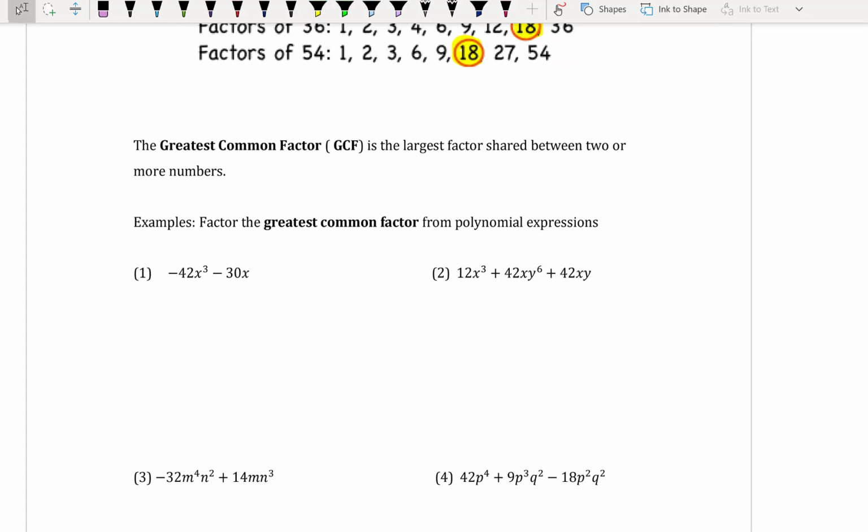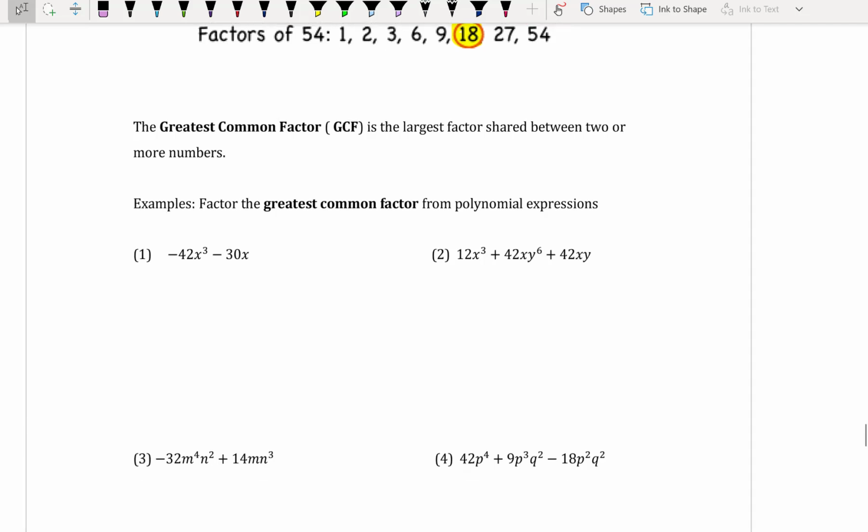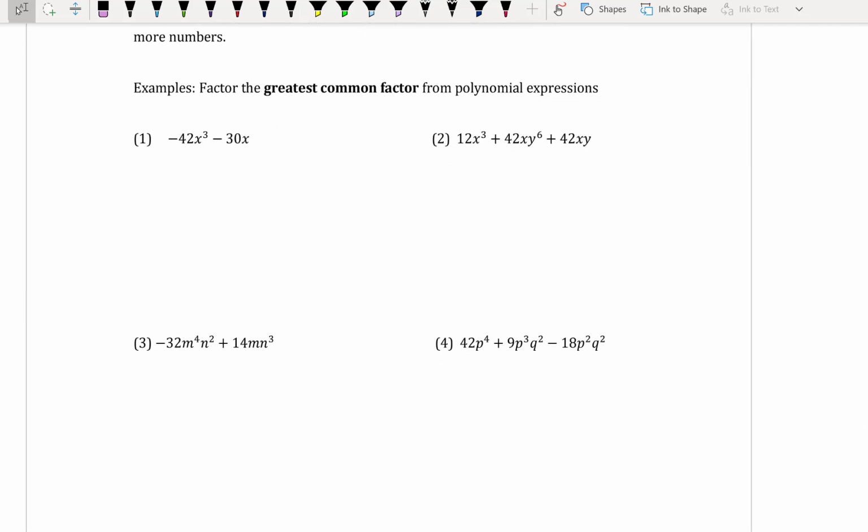So let's think about the GCF, or the greatest common factor, from polynomial expressions. So from the first example, we have negative 42x cubed and 30x. The first thing you want to look at is the numbers 42 and 30. So what are the factors of 42, let's say? Well, we have 1 times 42, 2 times 21, 3 times, let's see, 42 divided by 3 is 14. 5 does not go into it. And 6 times 7 is also part of 42.